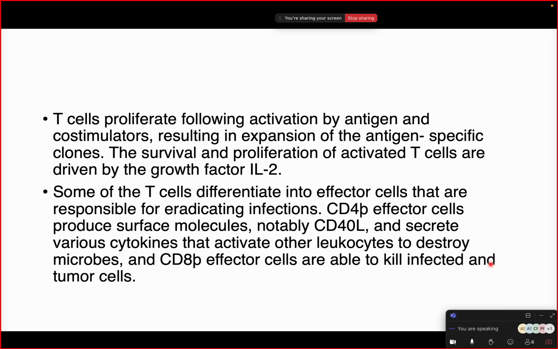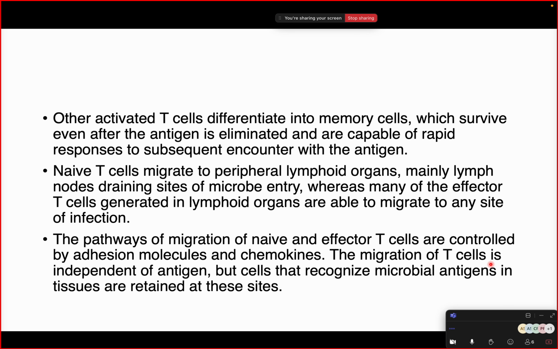Some of the T cells differentiate into effector cells that are responsible for eradicating infections. CD4 effector cells produce surface molecules, notably CD40L, and secrete various cytokines that activate other leukocytes to destroy microbes. Other activated T cells differentiate into memory cells, which survive even after the antigen is eliminated and are capable of rapid response to subsequent encounter with the antigen.